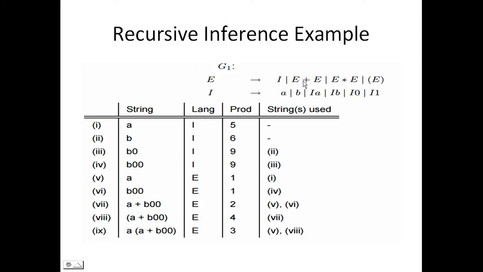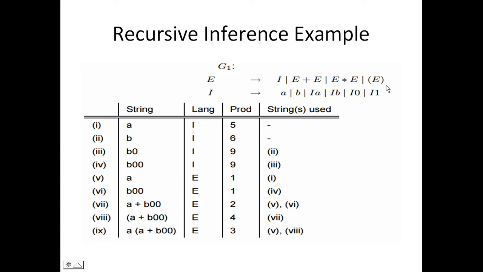Now which production is this? This is of the type E plus E. So the second production rule from the language E. That is why over here the language is E and the production rule is 2. Now next it is parenthesized A plus B double 0.